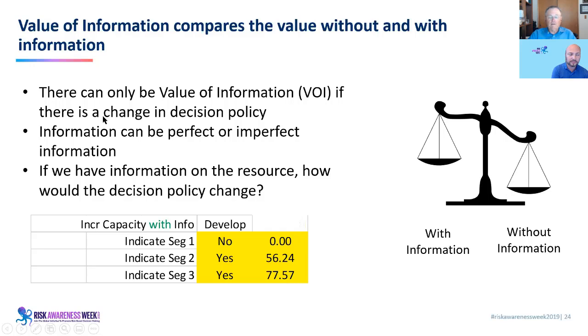And an important point is there can only be value of information if there's a change in my decision policy. So once again, if I don't change my decision, then there could be no value of information. It doesn't mean I have to change it all the time. I may just change it some of the time. Okay? And then the information can either be perfect or imperfect.